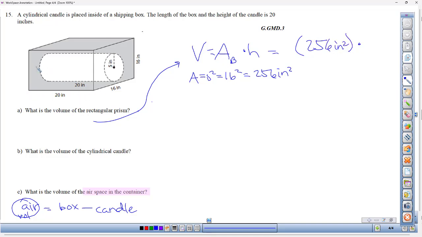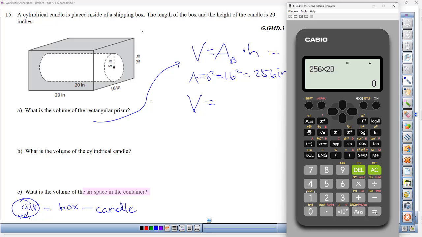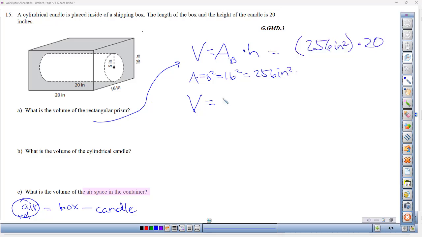And then I need to multiply by my height, and the distance between those two matching bases is 20. And if I multiply that out, the volume is going to equal 256 times 20, 5120. 5120 inches cubed. All right, we got part A done. Now it's time for part B.